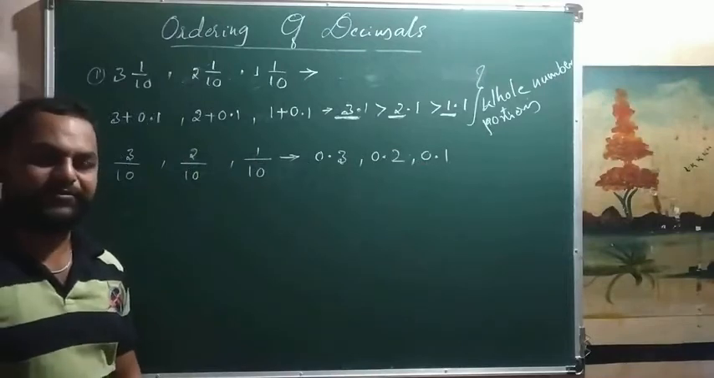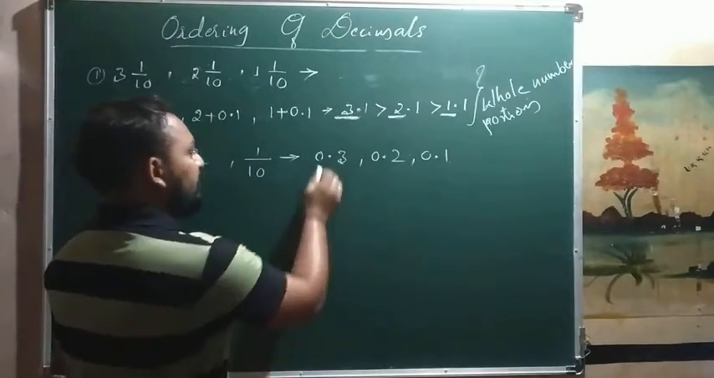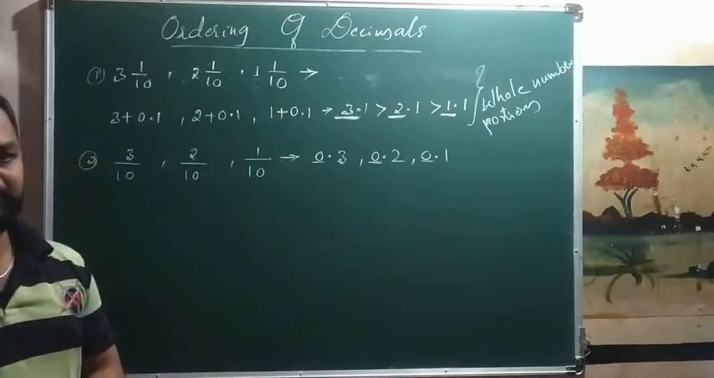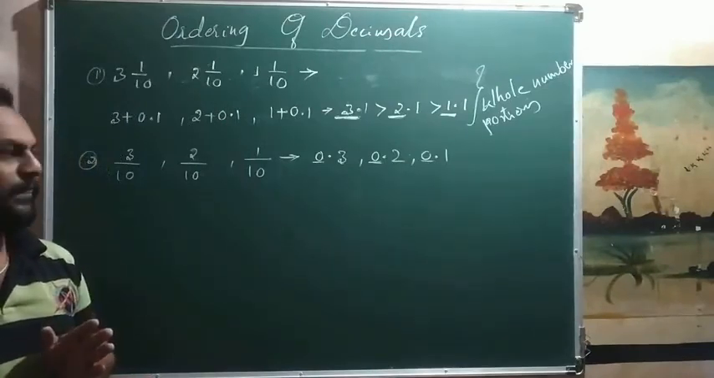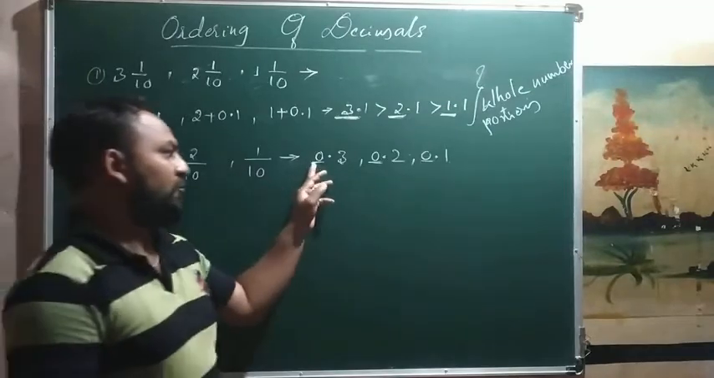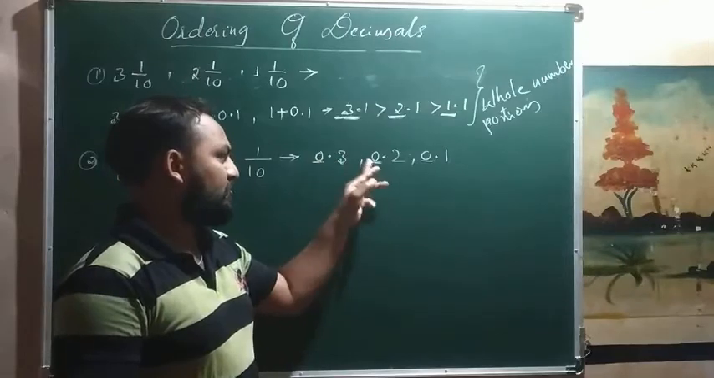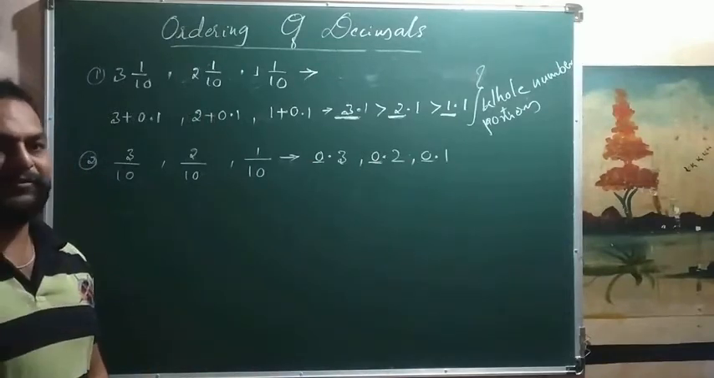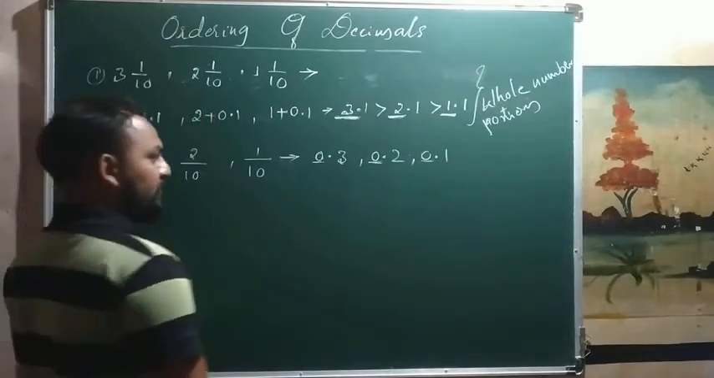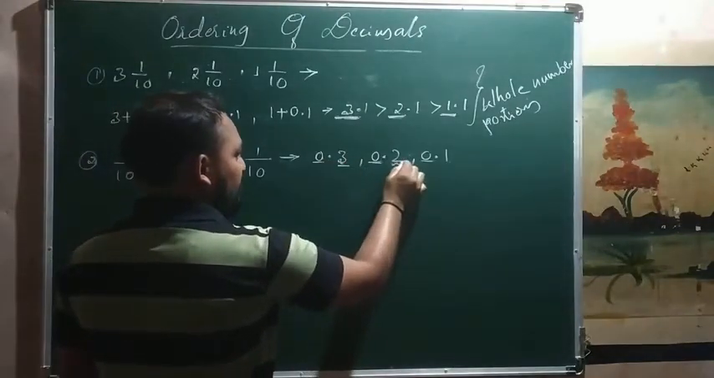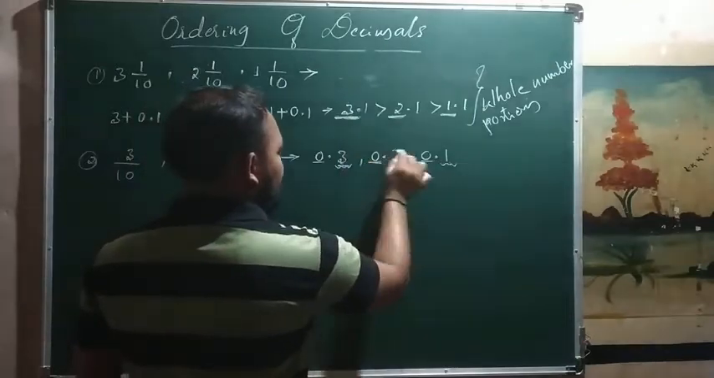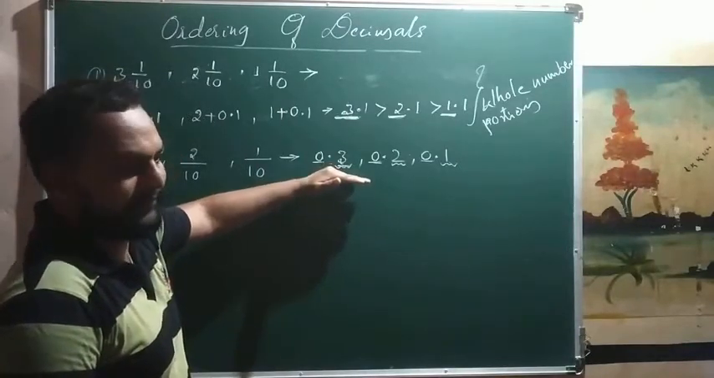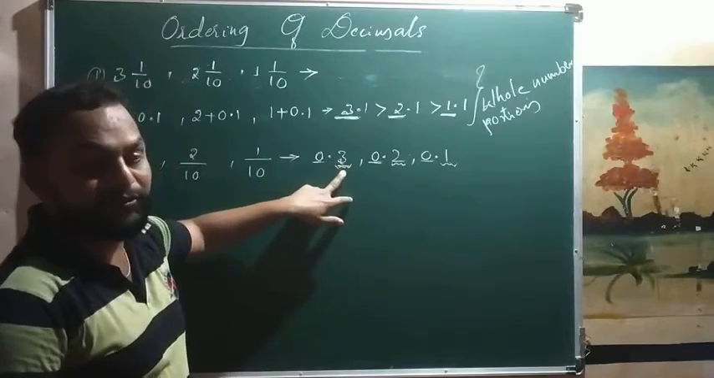Which is the greater decimal number? If the whole number portion is the same, the whole number portion before the decimal point is 0. Then compare the tenths place value, the place after the decimal point: 3, 2, 1. The bigger digit in the tenth place value decides.